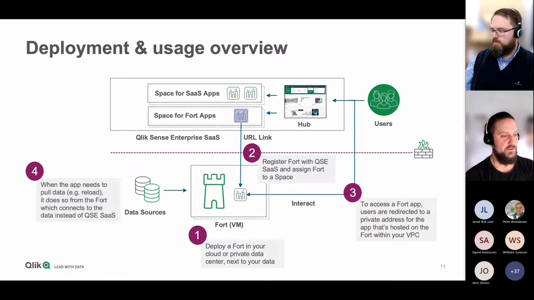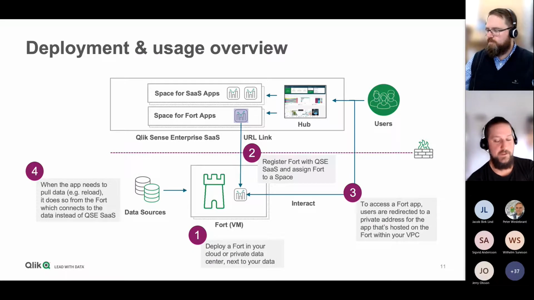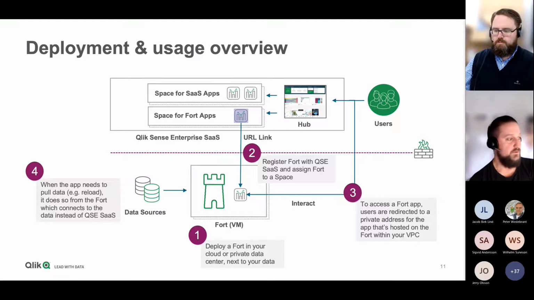Number three, when users access forts, they're redirected to the private address that the fort has, and they have the same client experience on the fort that they would have in the hub. The only difference is that the URL is going to be different. That connection can be VPN'd. It's completely private based on the network that you've set up. And number four, as we mentioned before, the data sources. When the app needs to pull data, sure, it can pull data from public data sources as well, just like you would do in SaaS. But if you have private data sources, they are truly private to the fort.